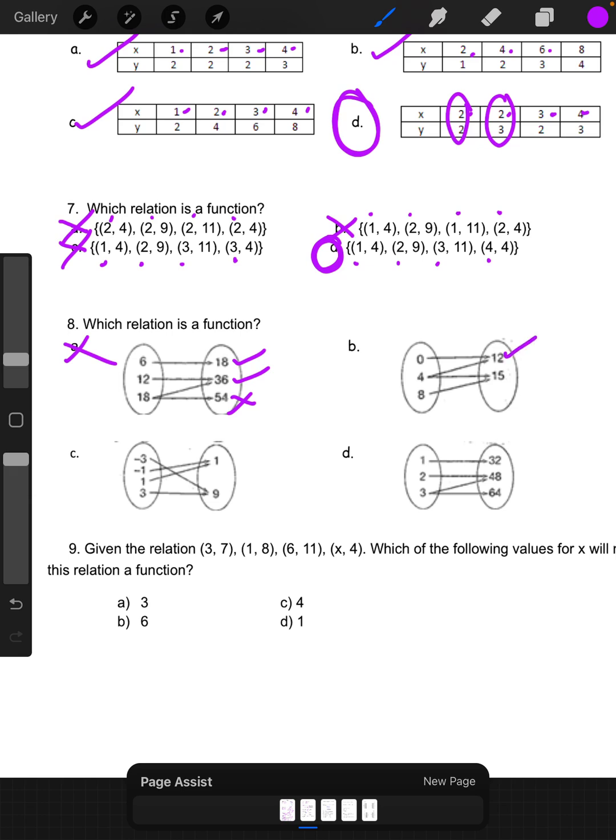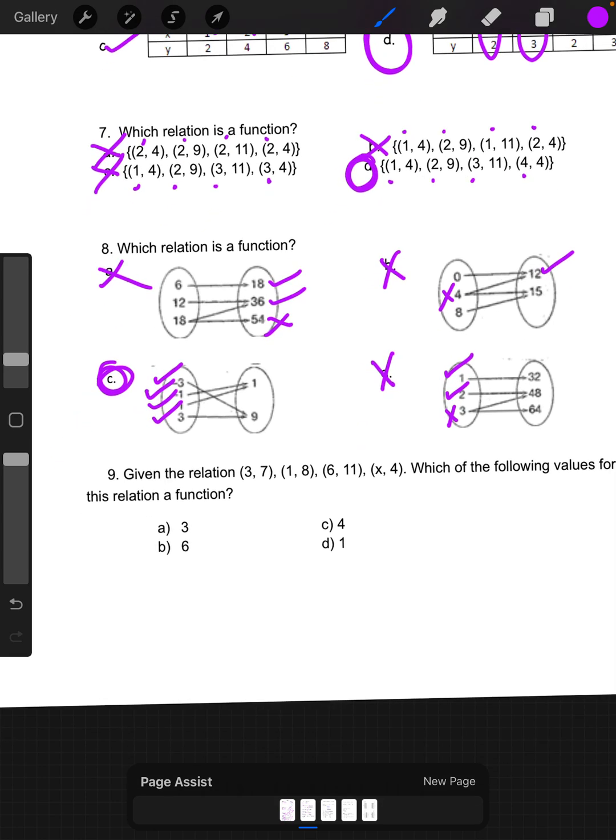All right, B, 0 goes to 12, that works, but 4 goes to 12 and 15, and that doesn't work for it to be a function. All right, C, -3 goes to 9, that's fine. -1 goes to 1, that's fine. 1 goes to 1, that's fine, and 3 goes to 9, that is also fine. So it looks like C is going to be my answer, but let's go ahead and check D just to make sure. 1 goes to 32, 2 goes to 48, but 3 goes to 48 and 64, which makes it not a function. So C would be my answer.